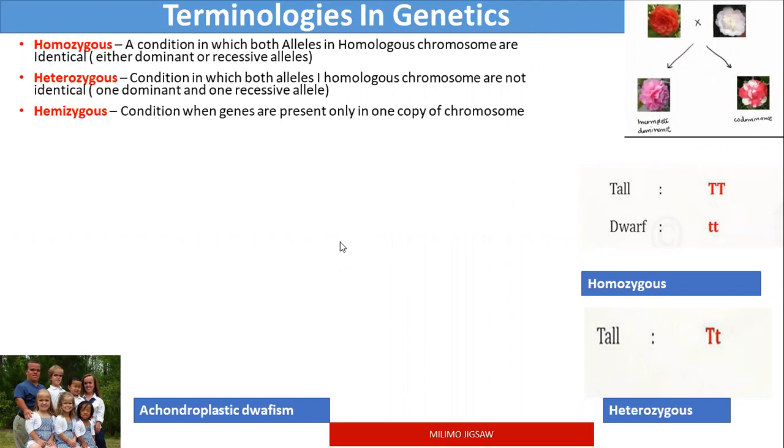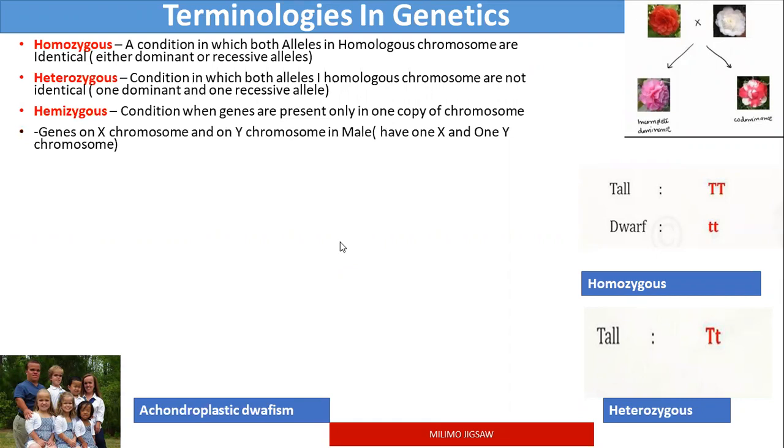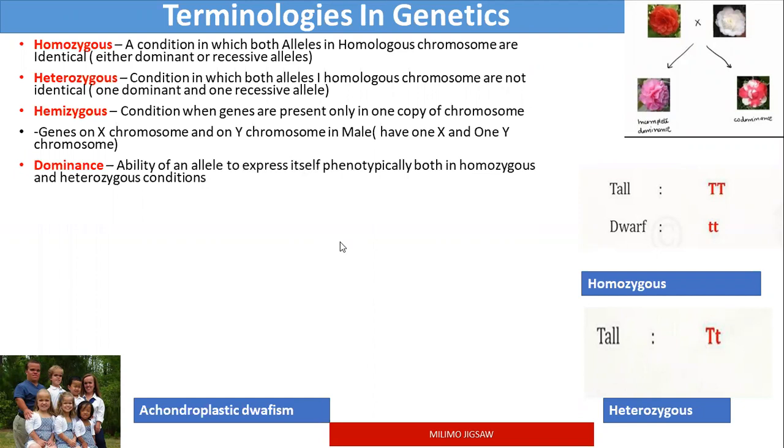And then we have hemizygous. It's a condition when the genes are present only in one copy on the chromosome. For example, genes on the X chromosome and on the Y chromosome in males, where we have one X and one Y chromosome.